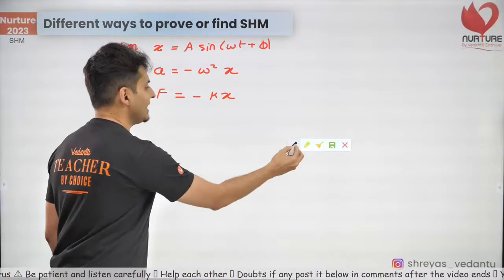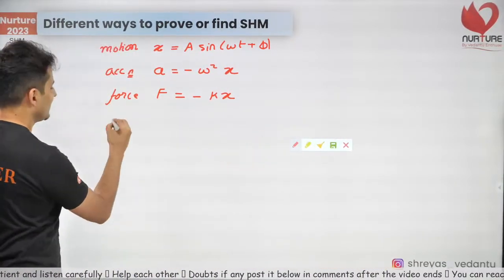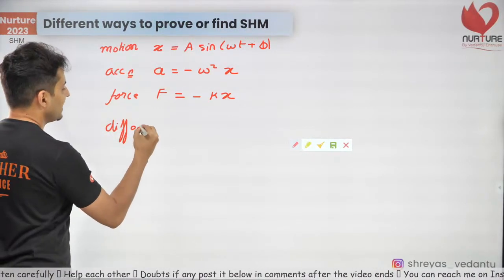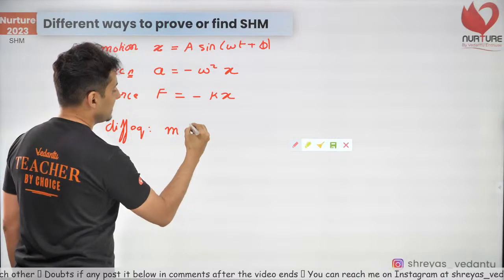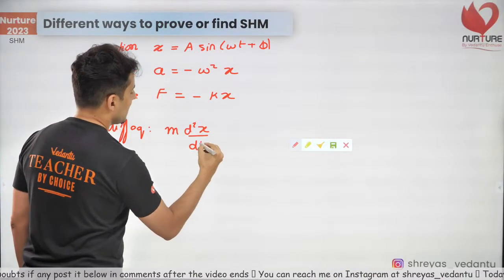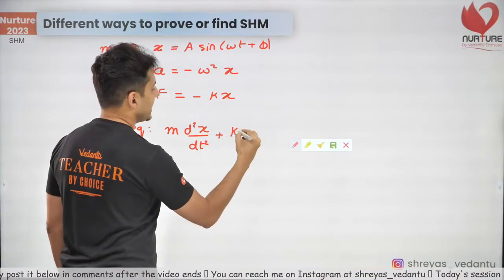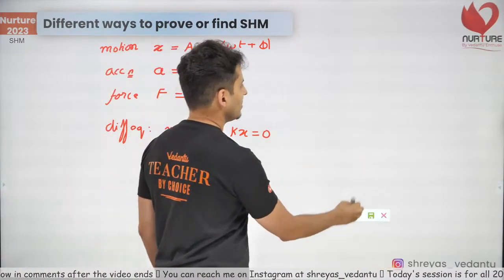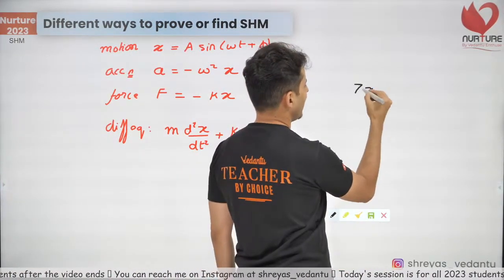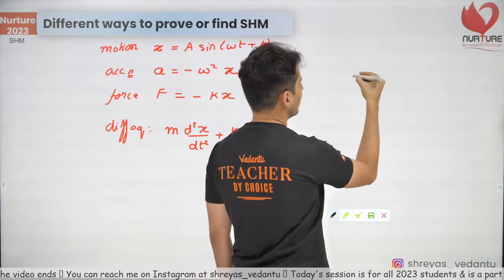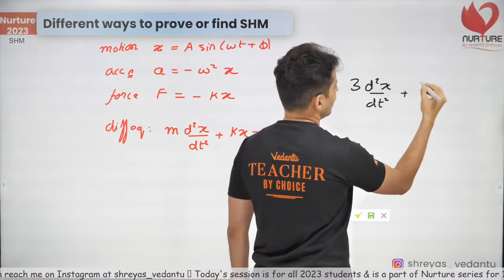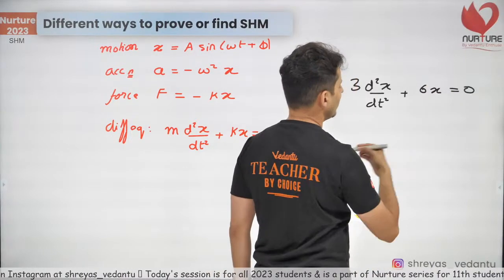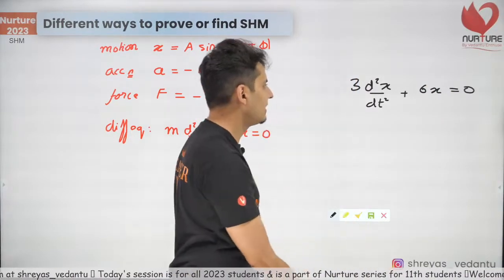There are even more ways, like differential equation. Remember the differential equation? I just gave it to you. So if somebody tells you the differential equation is m times the second derivative of x with respect to time plus kx is equal to 0, something like 7x, or 3 times the second derivative of x with respect to time plus 6x is equal to 0. Is this SHM? Yes, definitely it is.